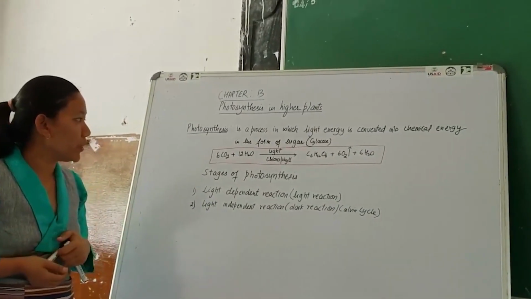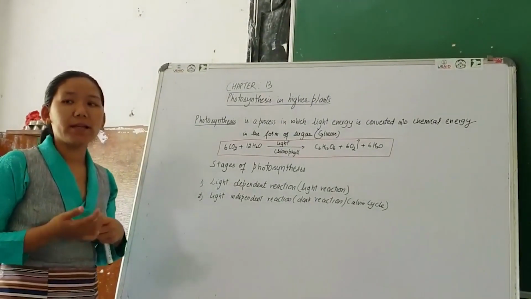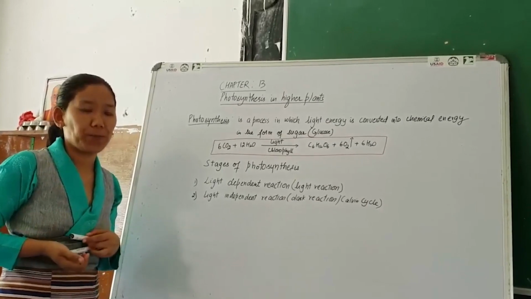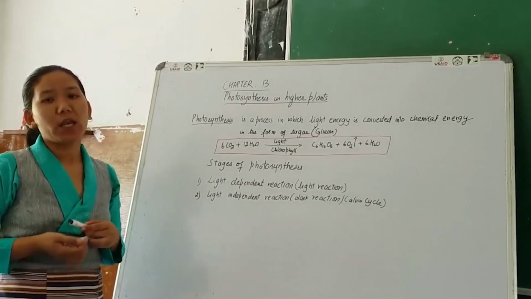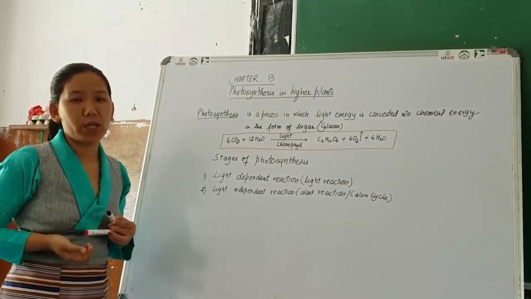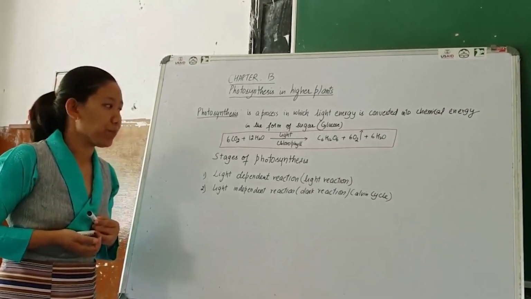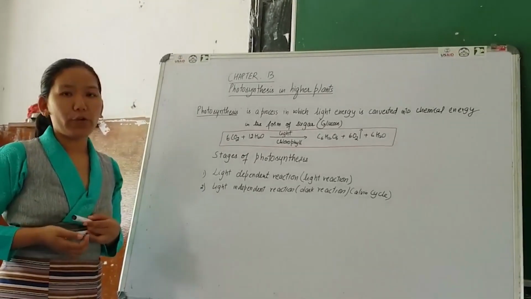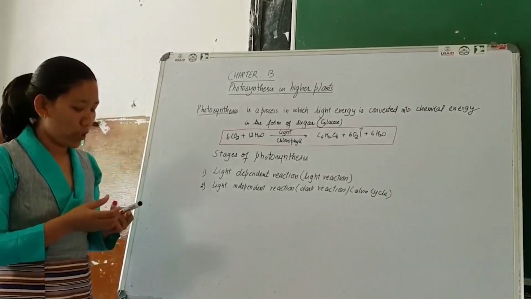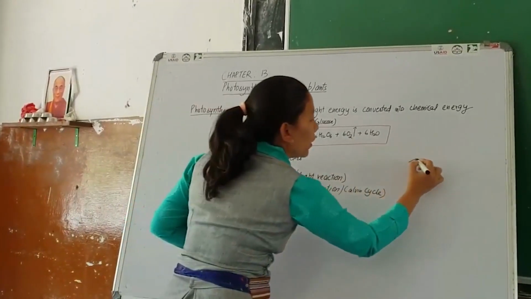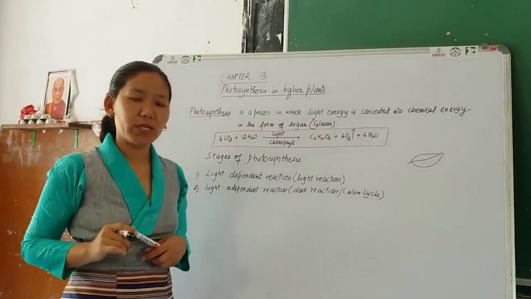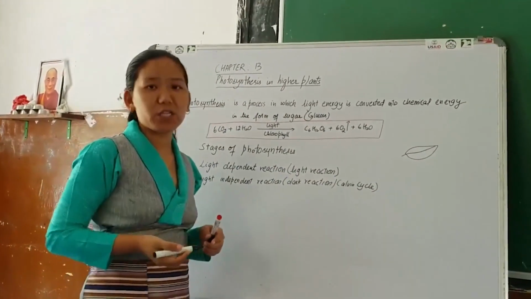Now before we proceed further into the stages of photosynthesis, let us try to identify where this photosynthesis takes place in the plant. Photosynthesis takes place in higher plants wherever the part is green. That means it should contain a pigment. One of the major parts of the plant responsible for photosynthesis is the leaf. Leaf is an organ where photosynthesis takes place. It can also take place in stems and branches which are green.